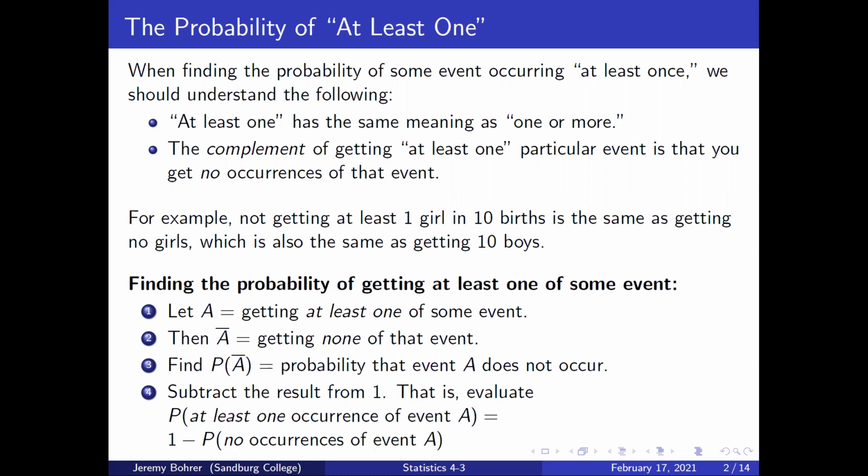Let A equal getting at least one of some event, then the complement of A is getting none of that event. Find the probability of the complement of A, the probability that event A does not occur. Then subtract the result from 1, that is, evaluate. The probability of at least one occurrence of event A is equal to 1 minus the probability of no occurrences of event A.